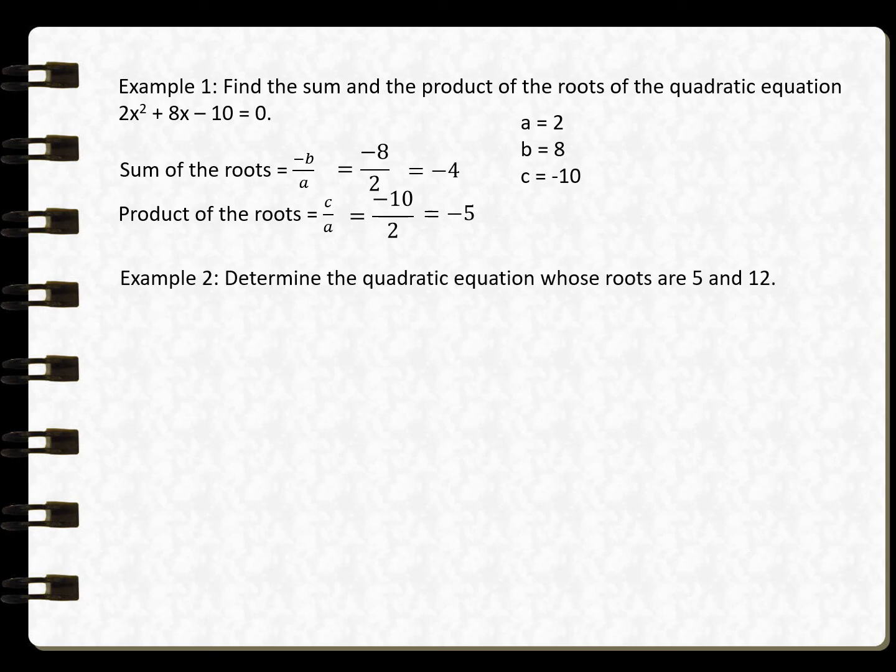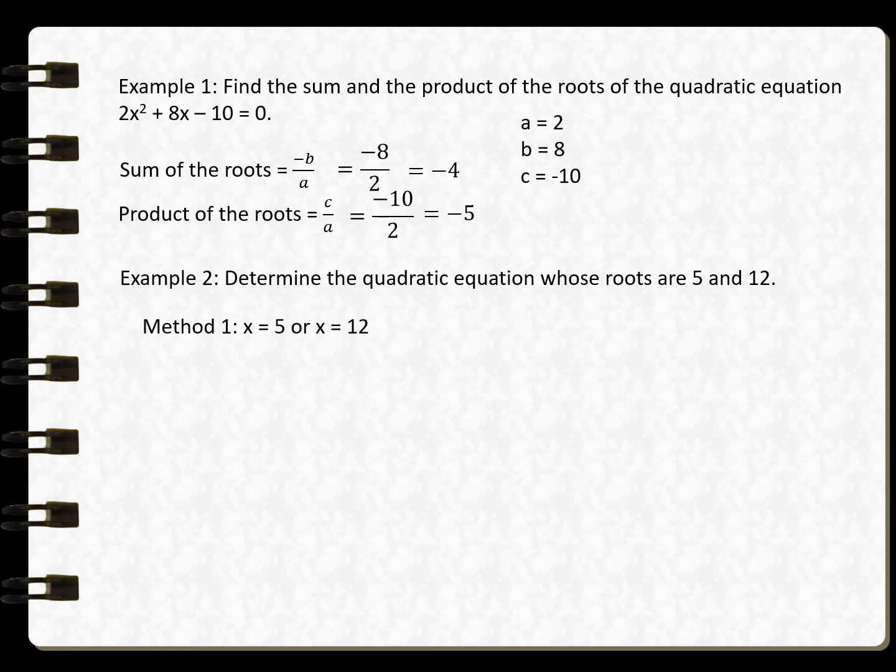So, example number 2. Determine the quadratic equation whose roots are 5 and 12. This time, given ang roots, and we have to look for the quadratic equation. So, ang gagawin natin dyan ay yung ating dalawang method. So, ang first method natin dito, ang una kong syempre gagamitin. So, ang first root daw is 5 and the second root is 12.